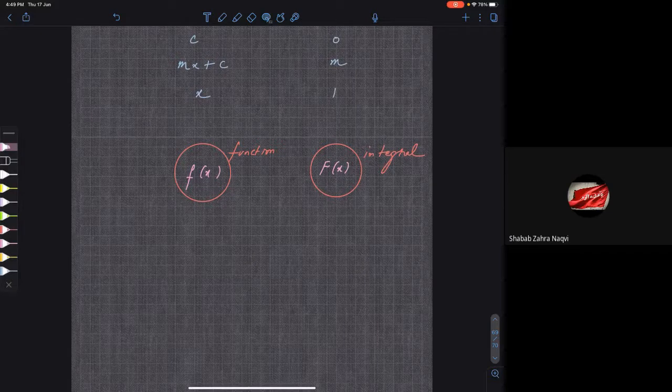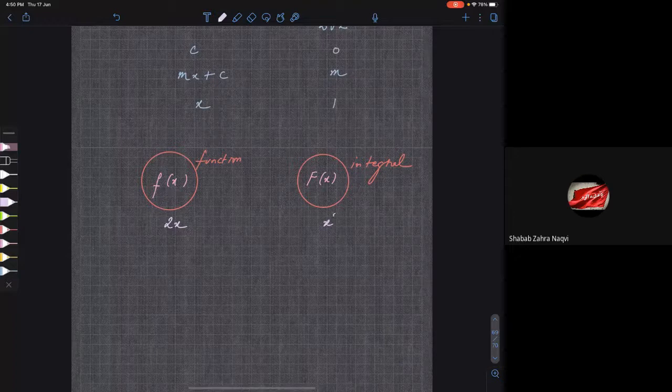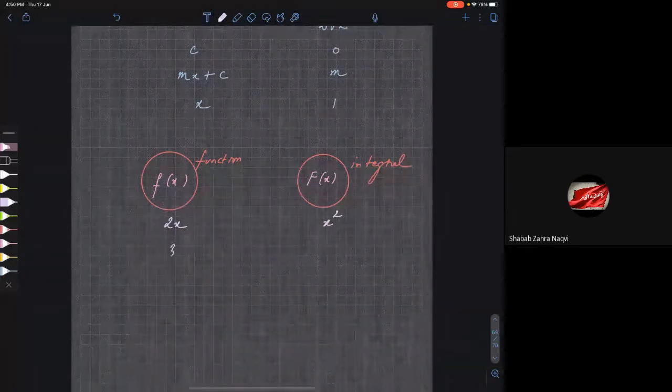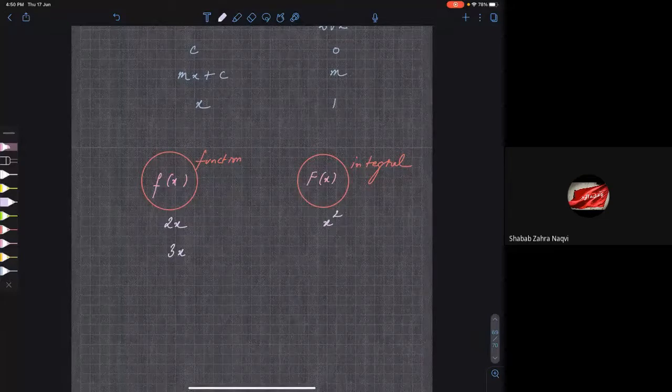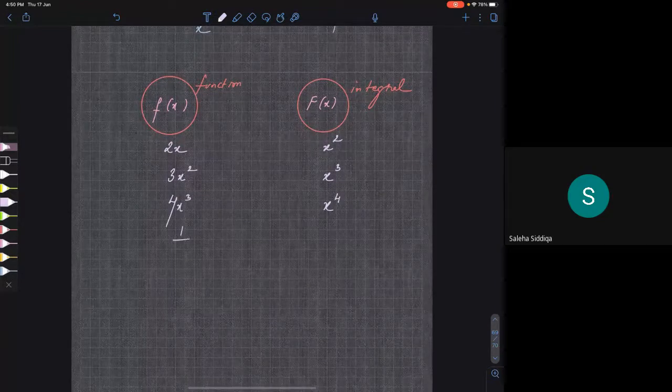Now, I am writing something here whose proof I will give you later, but you need to think about whatever I am writing. You just tell me what you are observing here. Think and tell. Integral of 2x is x square. Integral of 3x square is x cube. Integral of 4x cube is x power 4. Integral of 1 by x is natural log of x.